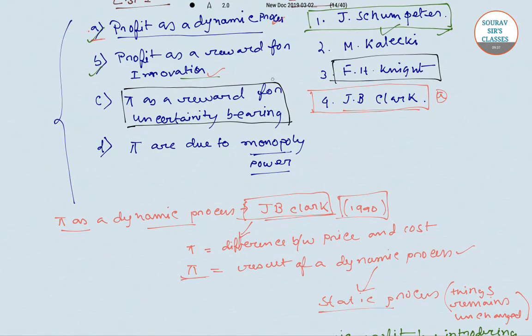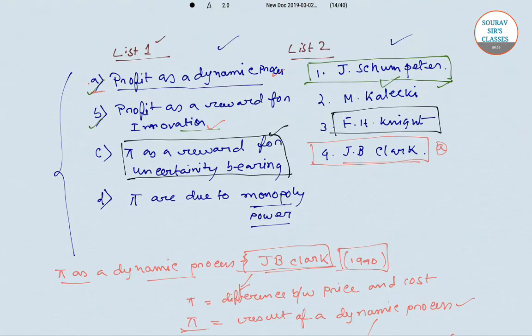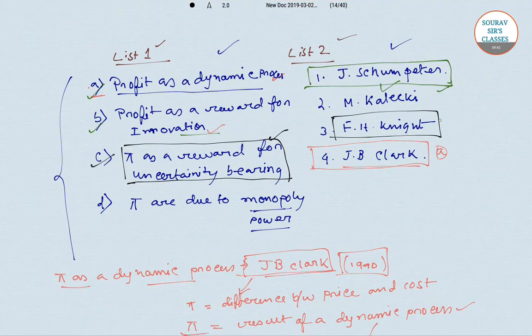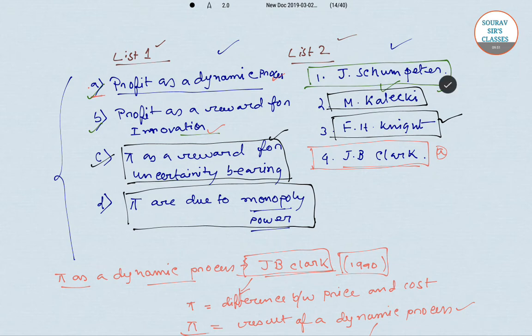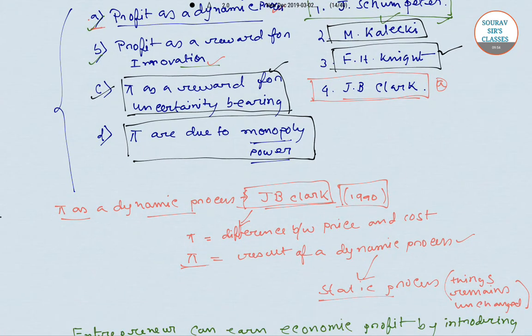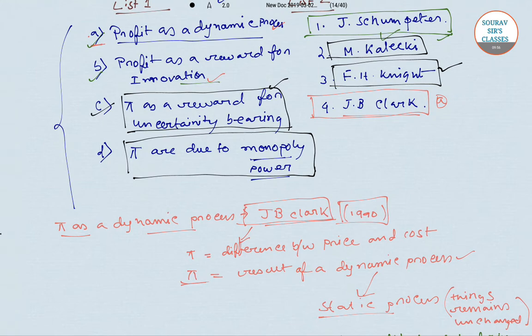So profit as a reward for uncertainty was given by F.H. Knight. And finally we are left with the last option, which says profit is due to monopoly power. It was given by M. Kalecki. Now we'll simply explain this concept: profit is basically a reward for monopoly power.